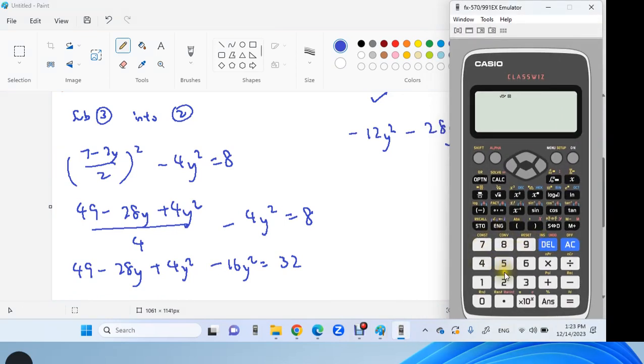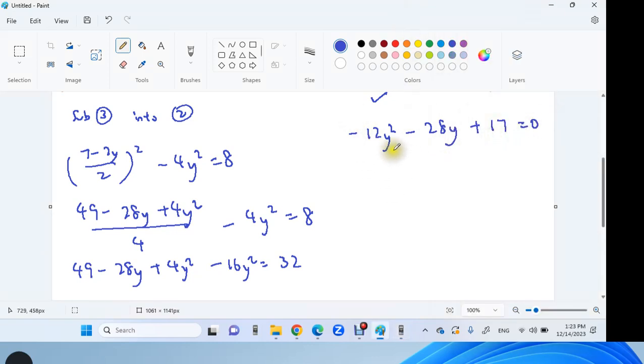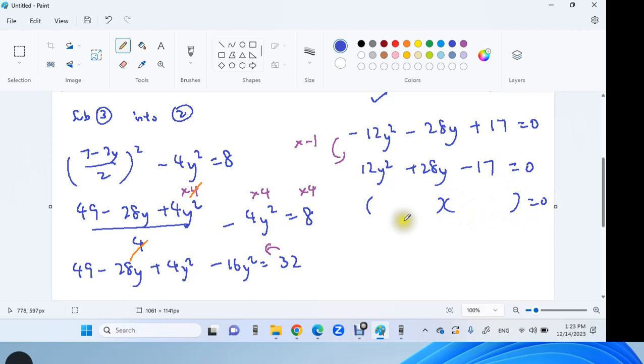Okay, so this one is 4 minus 16, and 49 minus 32, which is 17. For this one, I will change the sign of the y squared term first. It will become 12y squared plus 28y minus 17 equal to 0. What I do here is actually multiply the whole equation by negative 1. Then what we can do now is this: we have the 12 and 17 here. Okay, c is negative.